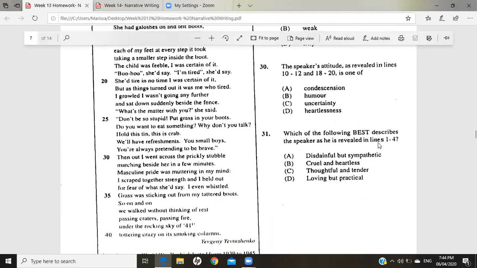31 says, which of the following best describes the speaker as he is revealed in lines 1 to 4? So if you knew the meaning of condescension, you would know that disdainful is a synonym for condescension. So right there, we know that the answer is A, he is disdainful. So he feels as though he's superior to her, but he's still sympathetic because he carried her along for the journey. So the answer is A, disdainful but sympathetic.